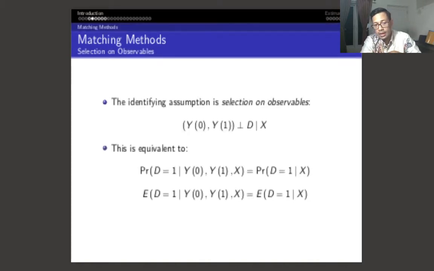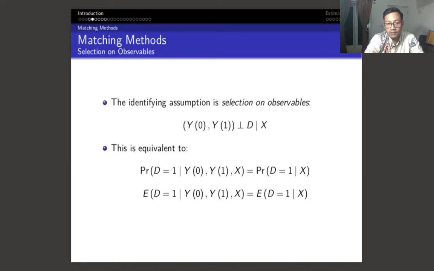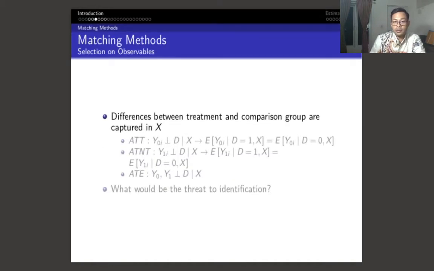Now, this is equivalent to saying that the probability of receiving the treatment conditional on the potential outcomes and the observables is just going to be the probability of receiving the treatment conditional on observables X. And the expected value, or the average, of receiving a treatment D equals 1 conditional on the potential outcomes and the observables X is going to be the average probability of receiving the treatment conditional on the observables X. And so the differences between the treatment and the comparison group are going to be captured in X.